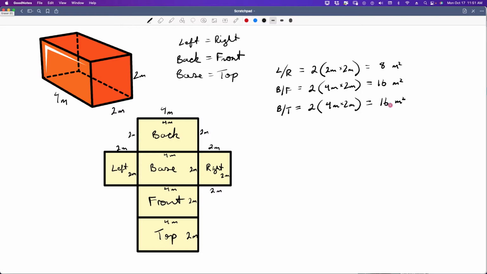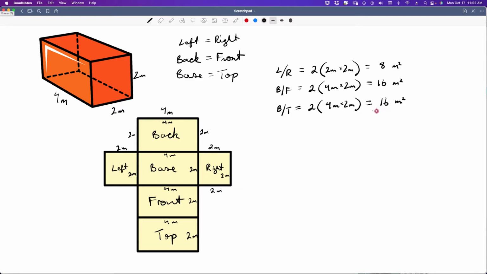Now that's not always the case. The only reason that all of these were the same was because the length was the same as the height. If this had been 3, then we would have had different dimensions, and that is why we break down and just do those shapes that look across from one another, and we'll do that next.